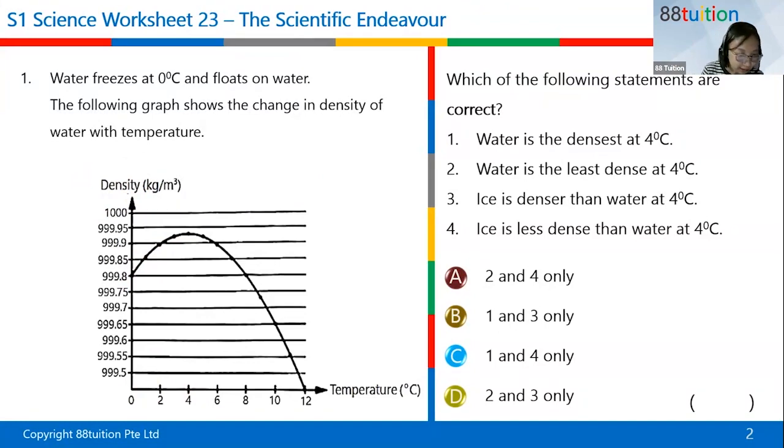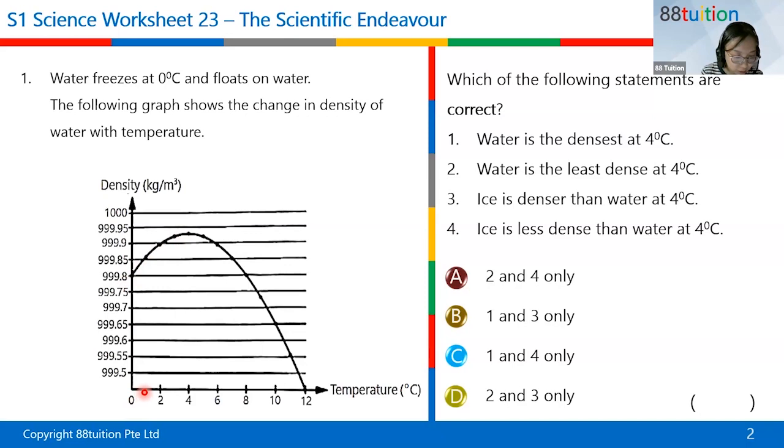Hey, look at the graph. All right, so from here is 0 degrees Celsius. This is 1, this is 2, this is 3, this is 4 degrees Celsius. So from 0 to 4, what happens to density? Is it going up or going down?